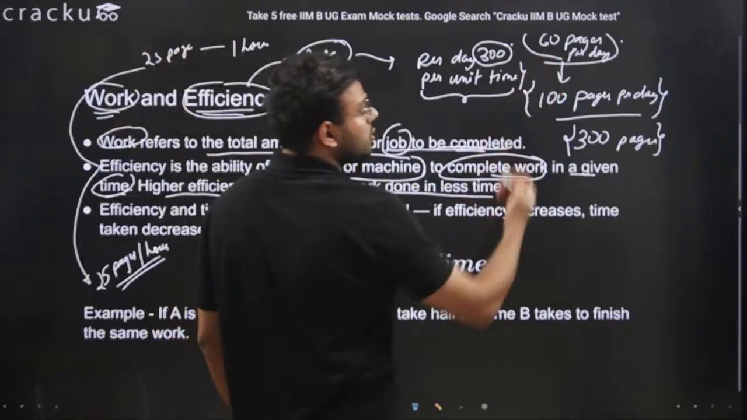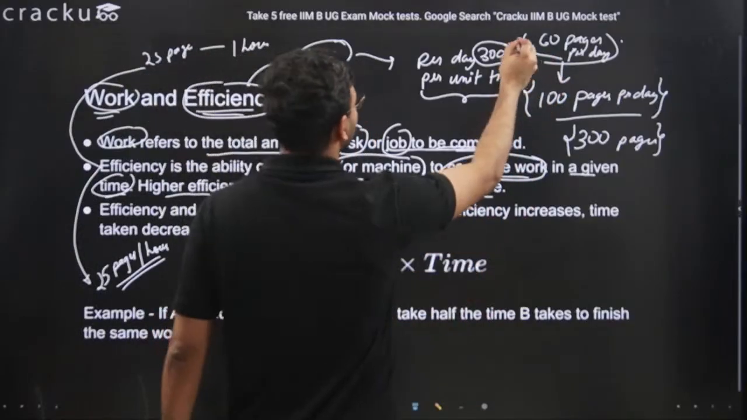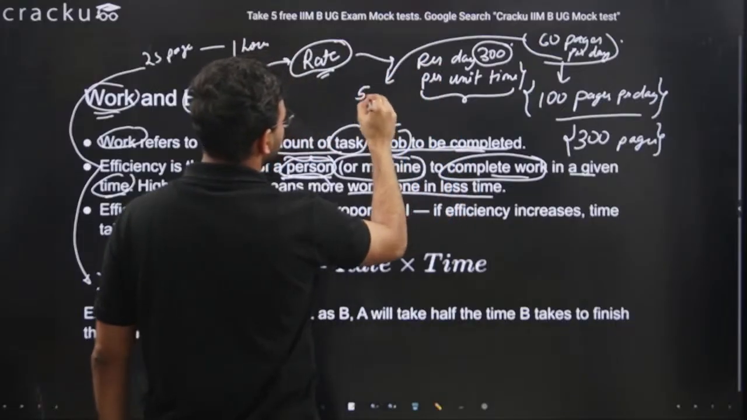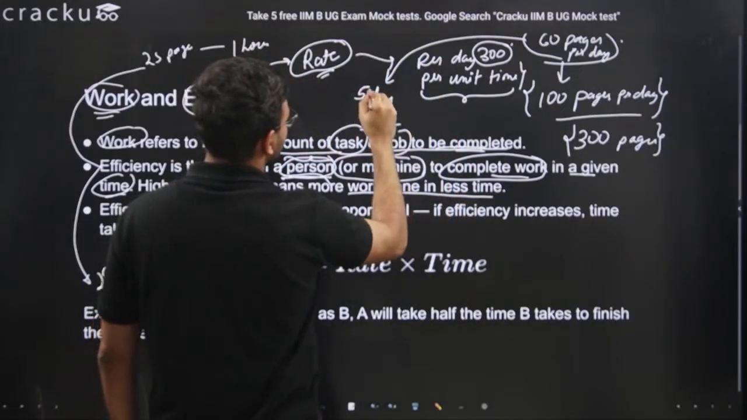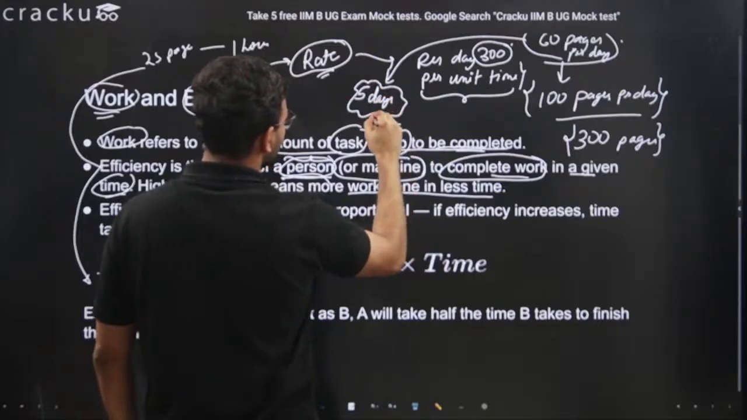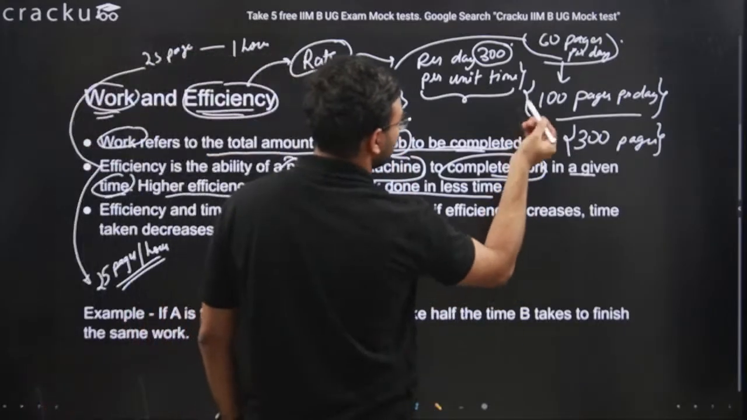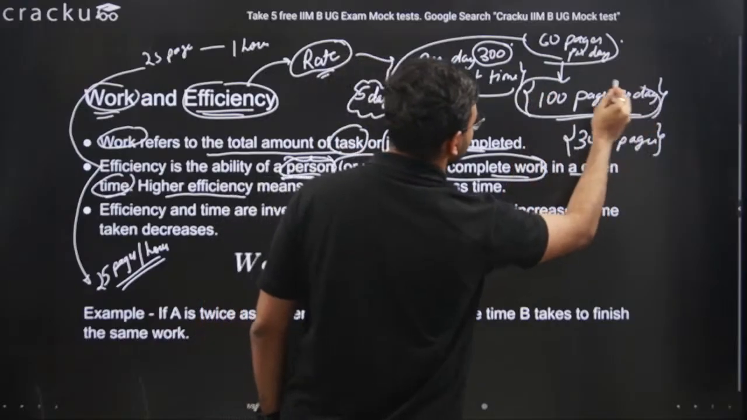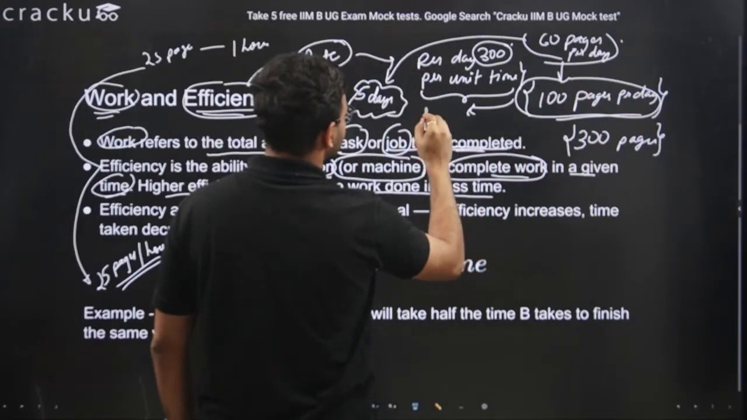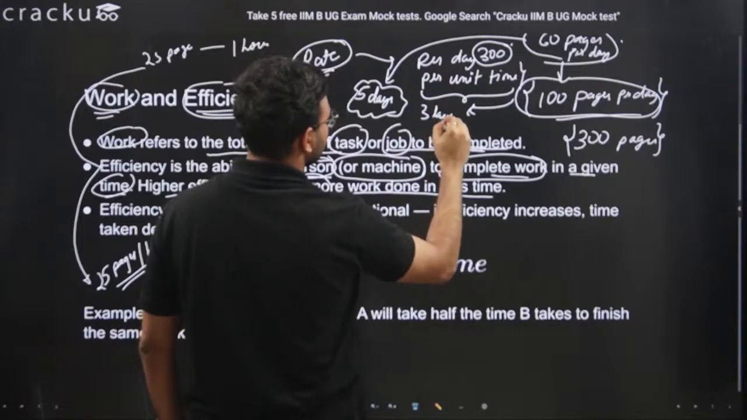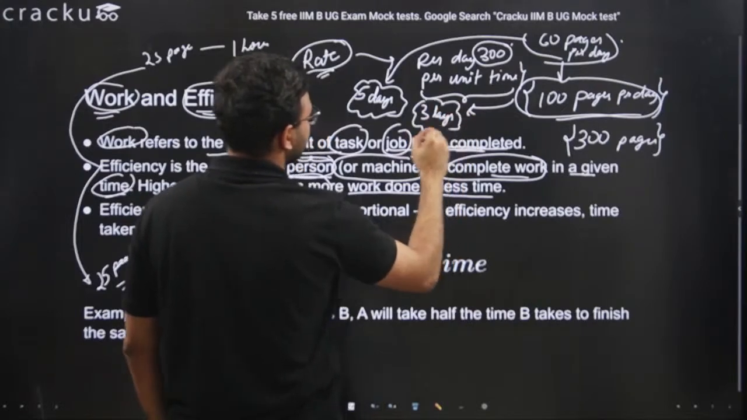So in this case, when you were reading at 60 pages per day, you required 5 days to completely read the book. But when you are reading at 100 pages per day, you required only 3 days.